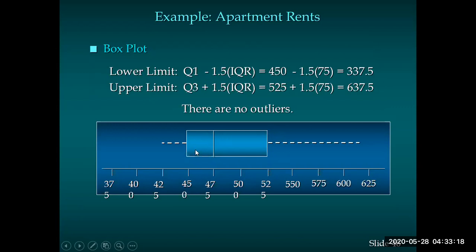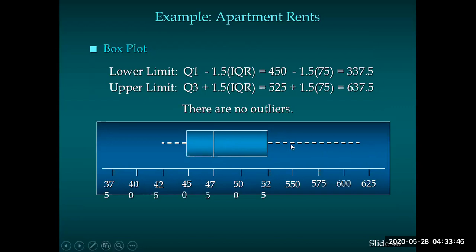Now you can see the box is not evenly divided. This square is small compared to this rectangle. If the line were in the middle, this would have been an even divide, but right now it is not. Usually when you don't have an even divide, that's an indicator of non-symmetry or skewness in the data. So there is likely skewness in our data set.